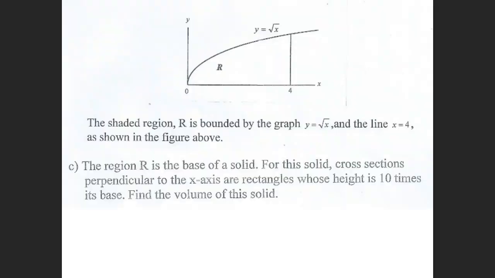So let's try this problem here. It says the shaded region, it's not shaded, is y is equal to x, and the line x equals 4 is shown in the figure. The region R is the base of a solid. So they're telling you this is the base, okay? This is the base right here. And what you're going to do is try to find the solid. For this solid, cross sections perpendicular to the x-axis are rectangles whose height is 10 times its base.